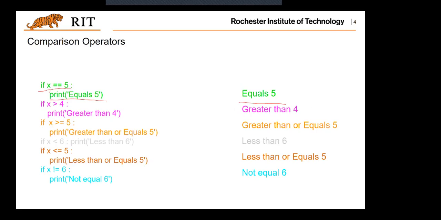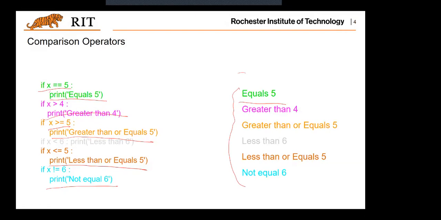Similarly, this line will be executed when x is greater than 4, and this line is executed if x is greater or equal to 5, and if x is smaller or equal to 5, this one is executed. And if x is not equal to 5, this will be executed. And again, on the right-hand side, these ones are the output.